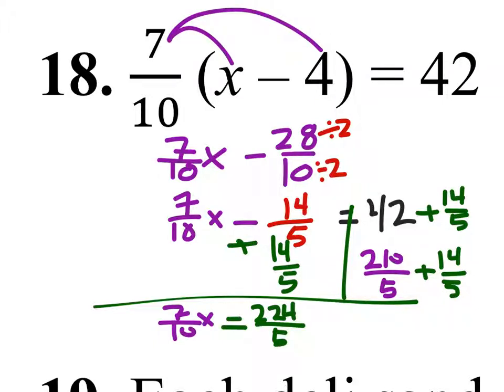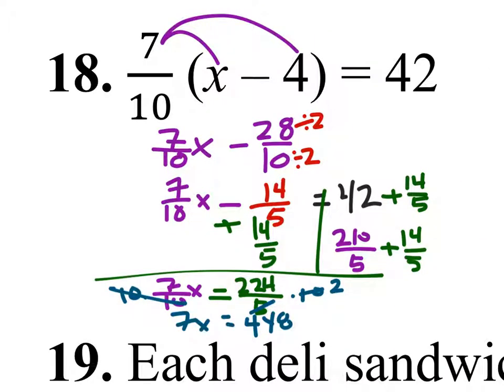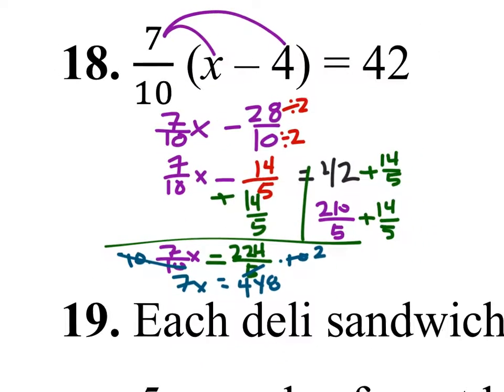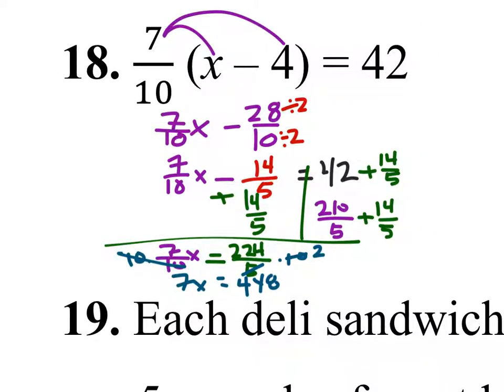Alright, well I can get rid of the 10 by multiplying both sides by 10. So that'll cancel out with the 5 and become a 2. So I got 7x, the 10's cancel, equals 448. Now I divide both sides by 7, and we see that x equals 64.